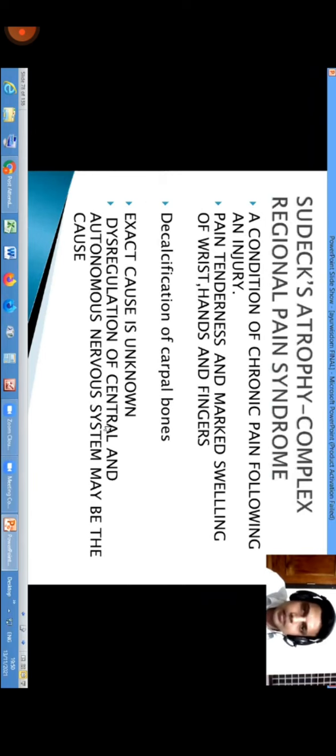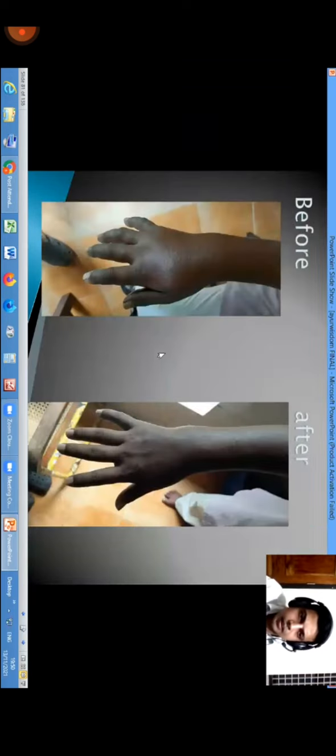Then coming to Sudeck's atrophy, otherwise called complex regional pain syndrome, a condition of chronic pain following an injury. Pain, tenderness and marked swelling of the wrist, hands and fingers. In this picture, we can see marked swelling, and there will be tenderness and pain, and while flexing the fingers, there will be severe pain. This is after a Colles fracture. This condition is Sudeck's atrophy.